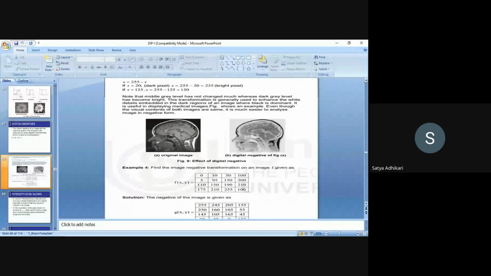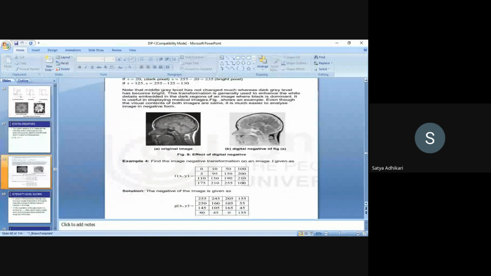You see here, the image negative can easily be calculated. 0 becomes 255, 10 becomes 245, 50 becomes 205, 100 becomes 155, subtracting from 255. Each pixel value g(x,y) is formed by subtracting each pixel value from 255. So this is the image negative transformation.